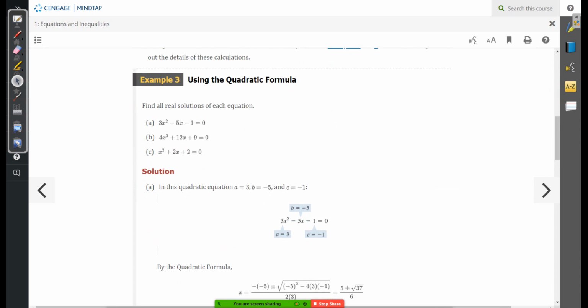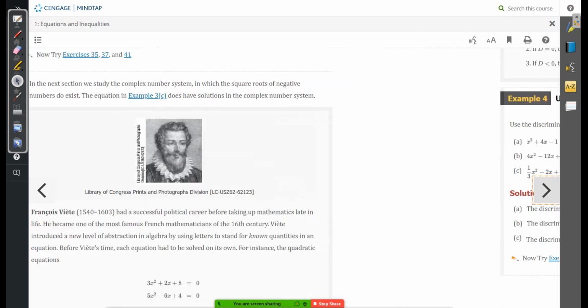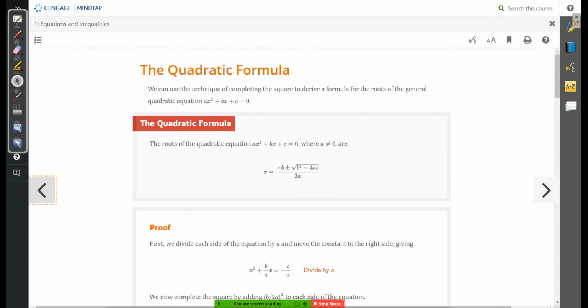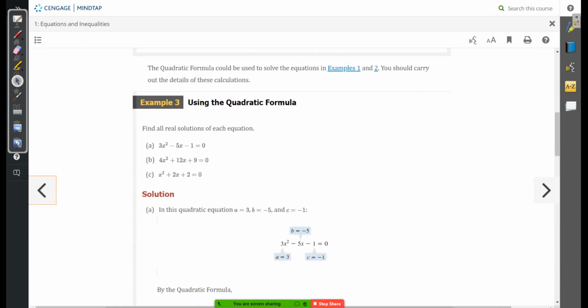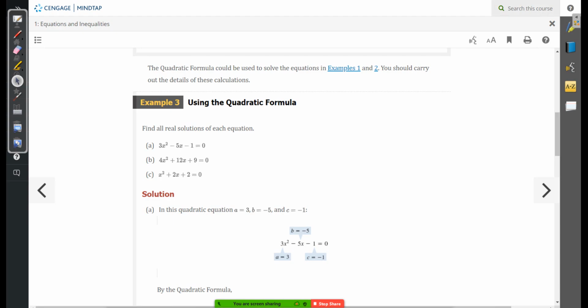Okay. Example 3, using the quadratic formula. Let's see here. How far does this go? Okay. So we're going to skip to using the quadratic formula because I feel like that's something that you have done ad nauseum. And you will have plenty of practice leading into this in your homework. I will provide the solutions though.